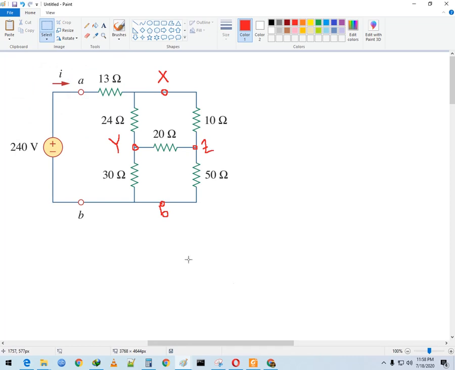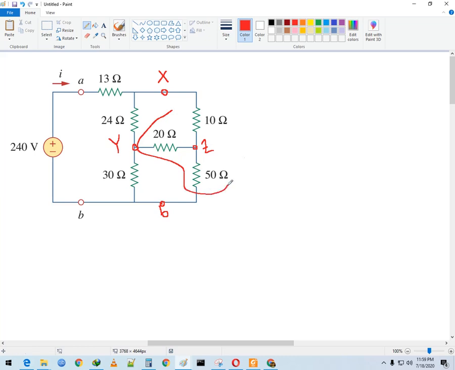In our previous example, we made the lower delta, consisting of 20, 30 and 50, and converted it to Y. Now we will do the opposite. Is there any Y in this circuit, and can we make it a delta? The answer is yes. Why not? We see that we have a Y over here. Say this Z is our neutral point, and this Z node has three elements connected to it: 10, 20 and 50.